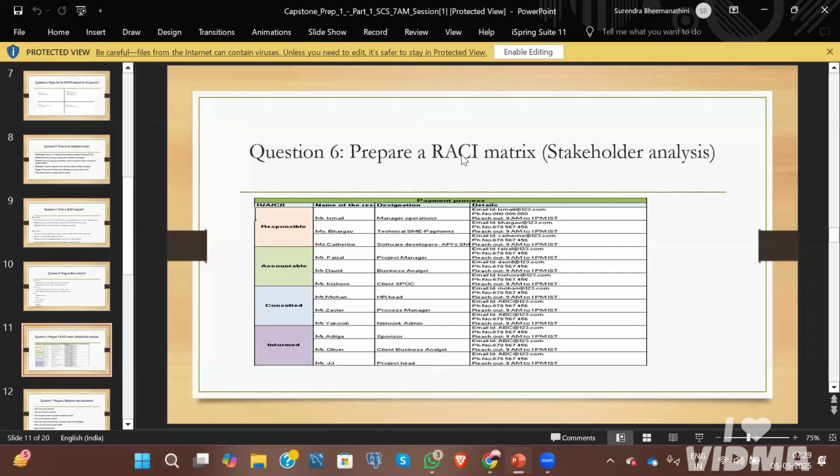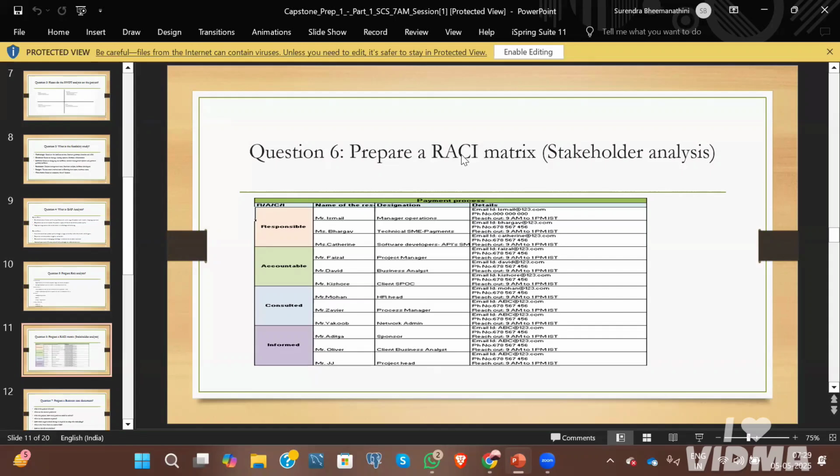People in the responsible category are the ones who actually do the work for this project, like developers, testers, and the technical team, who will be doing the actual work on the project. Accountable people are the ones who have to take accountability if anything goes wrong, or if the project is a success or failure. These people are the authorities who have the authority to take decisions. That's why we call them decision makers.